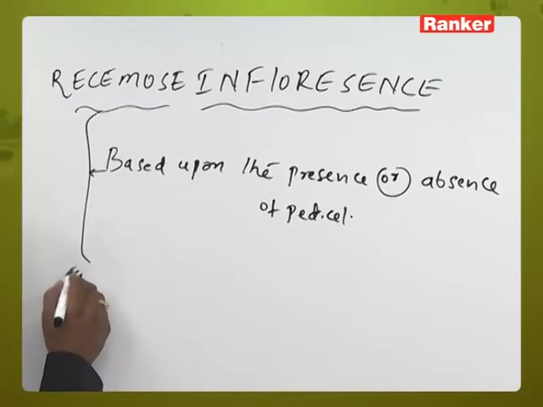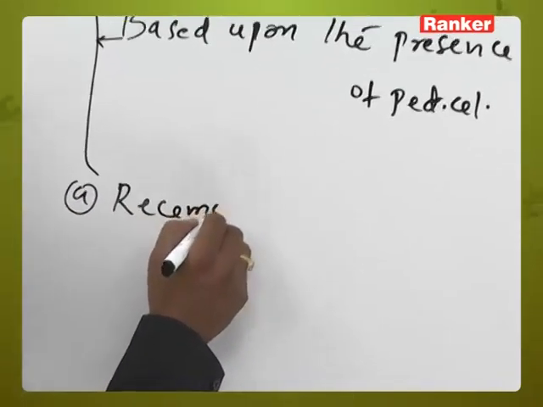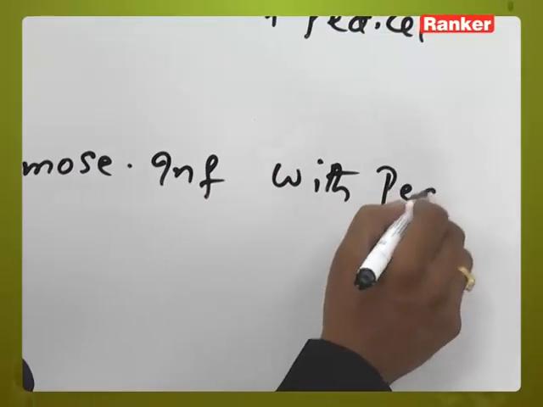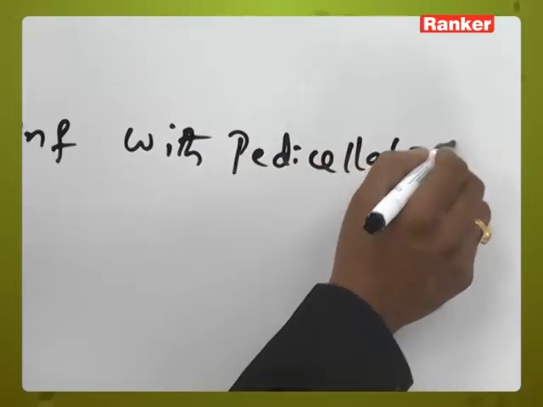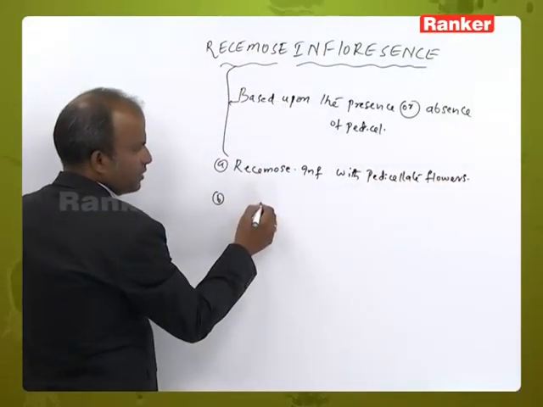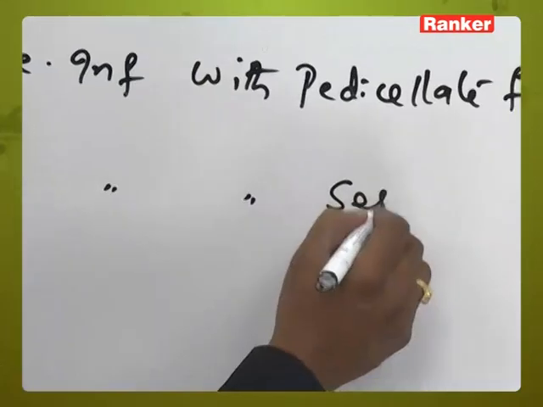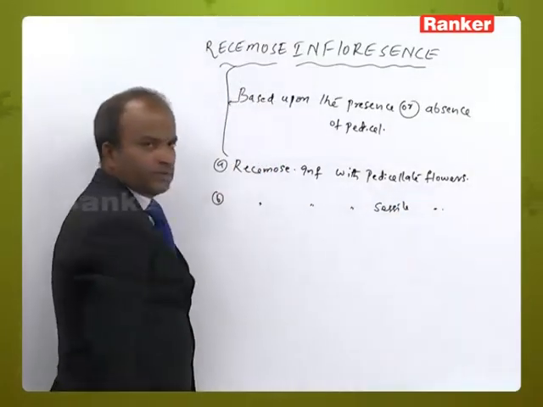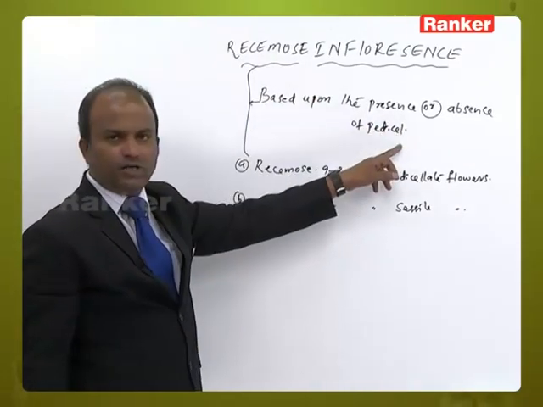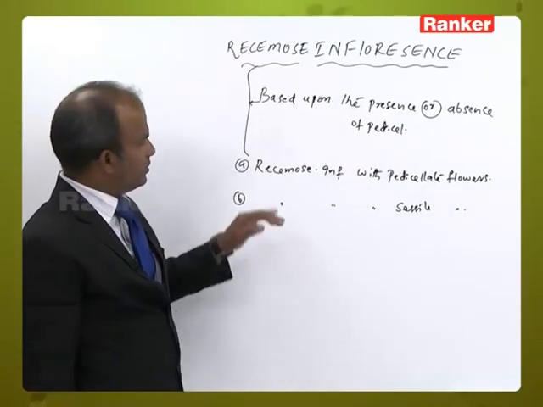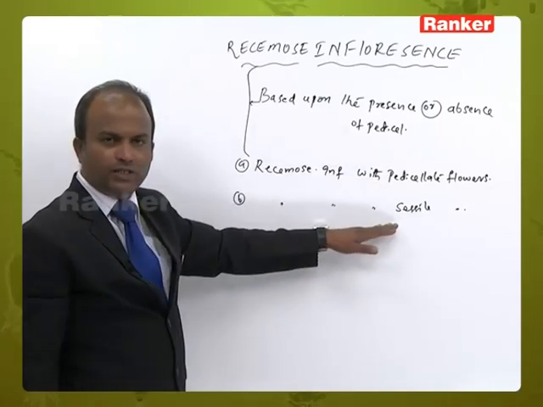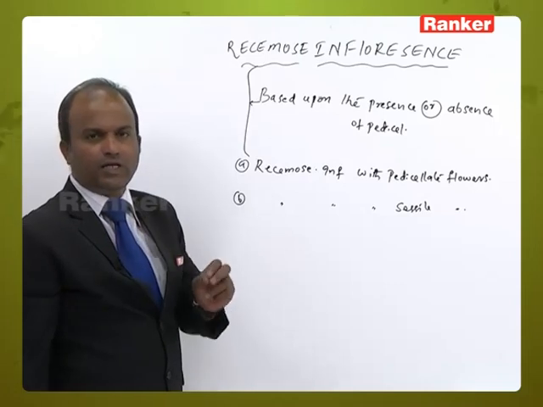One is racemose inflorescence with pedicellate flowers, and the second one is none other than racemose inflorescence with sessile flowers. So racemose inflorescence, based upon the presence or absence of pedicel, is of two types: racemose inflorescence with pedicellate flowers, and racemose inflorescence with sessile flowers.